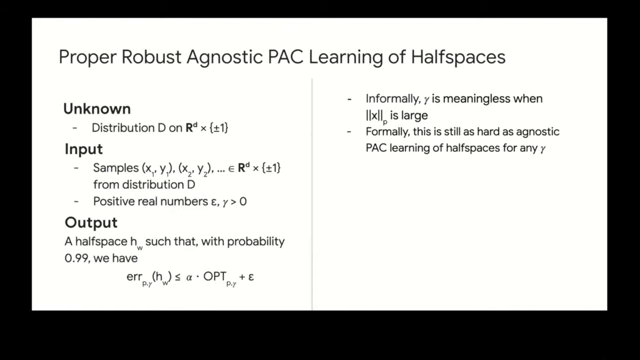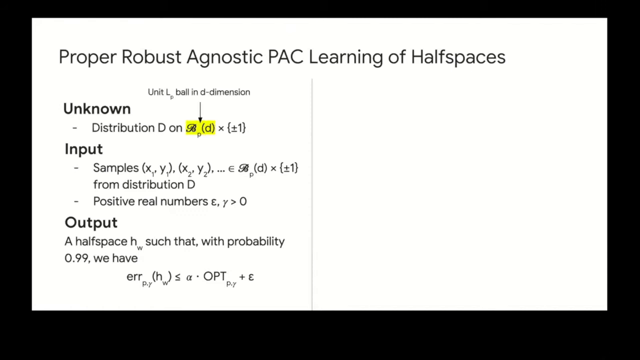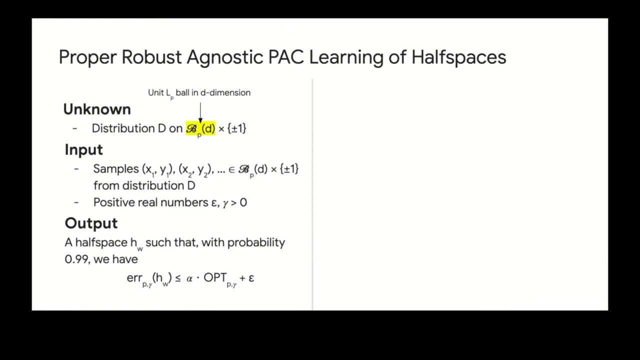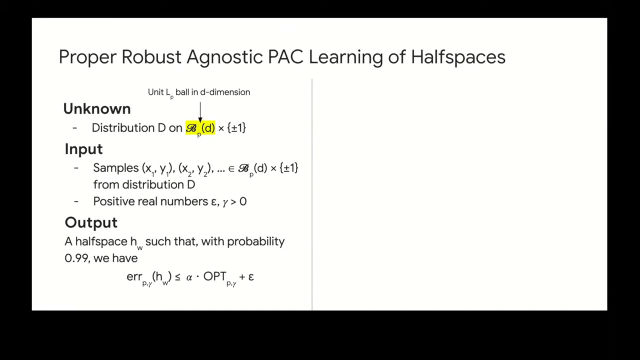So we have to change our problem a little bit. And the change is not too hard. In particular, we just limit the p norm of x. So we just ask that the distribution is, instead of on R^d times plus or minus 1, on the unit LP ball in d dimensions times plus or minus 1. So each x has LP norm at most 1. Okay, so this is the second attempt at defining this problem.